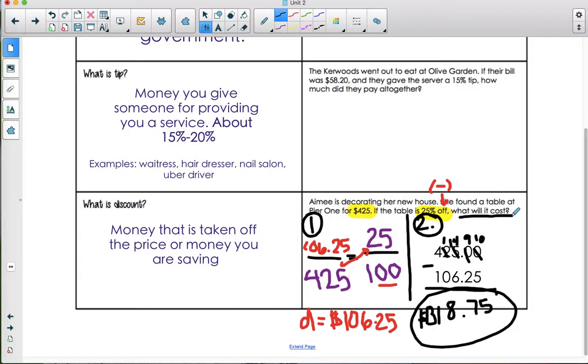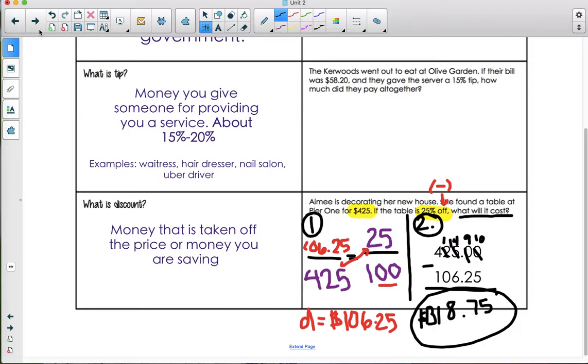Okay, some questions, just beware, some questions might ask you what is the amount you're saving. And if it asks how much you're saving, that's where you're going to put in your discount amount. But if it asks what is the cost, then you need to do the subtraction step. Okay, and that's all there is to discount. So the first step is setting up your percent proportion, just like you would with tax and tip. And then your second step is going to be to subtract that saving amount.